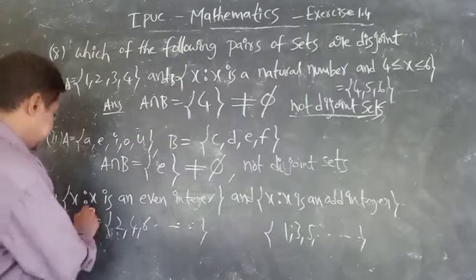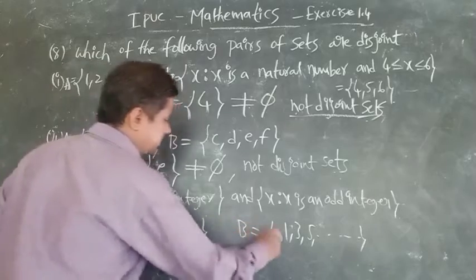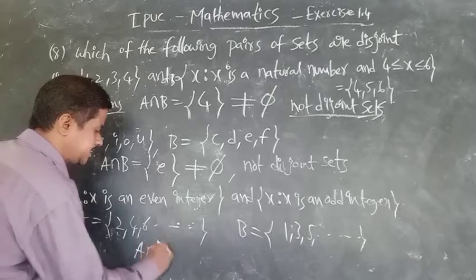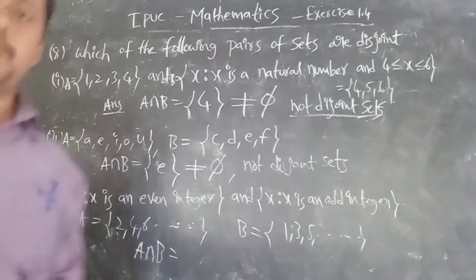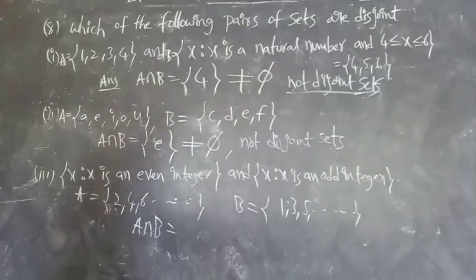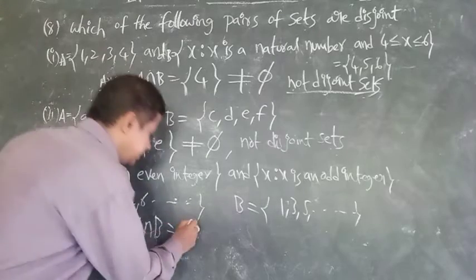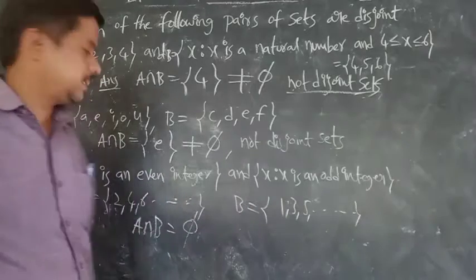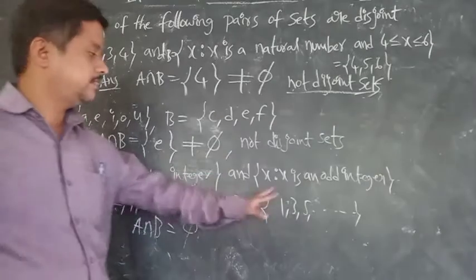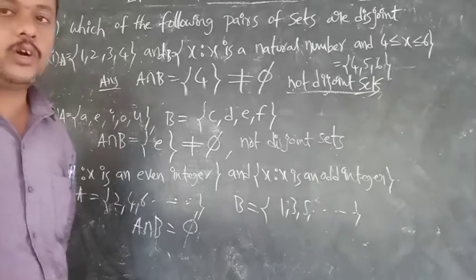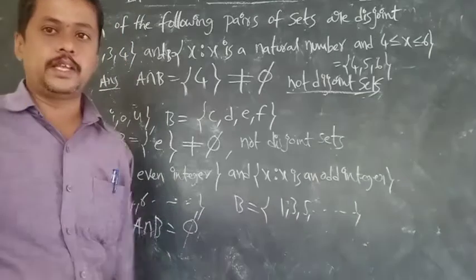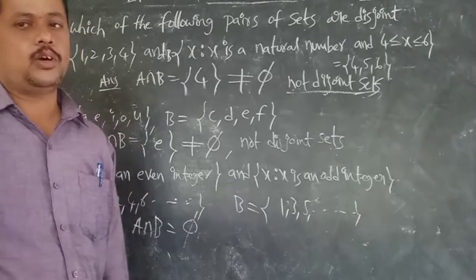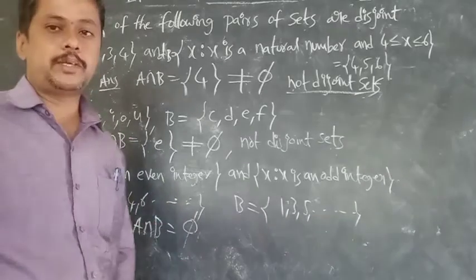Let us consider this one as A and this one as B. If you calculate A intersection B, the value is pi, the null set. Why? Because these two are different: 2, 4, 6 are different from 1, 3, 5. There is no common element between A and B. That's why A intersection B is equal to pi.